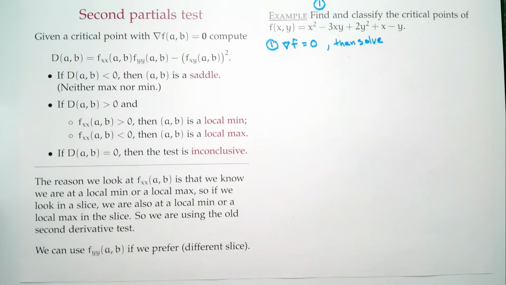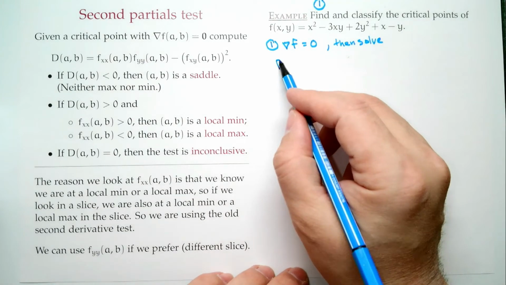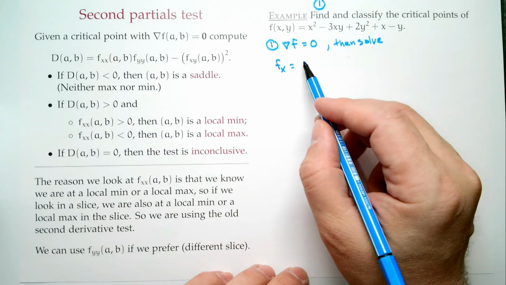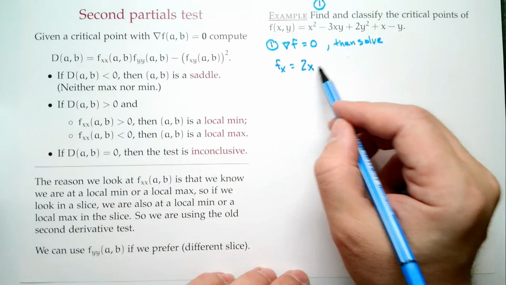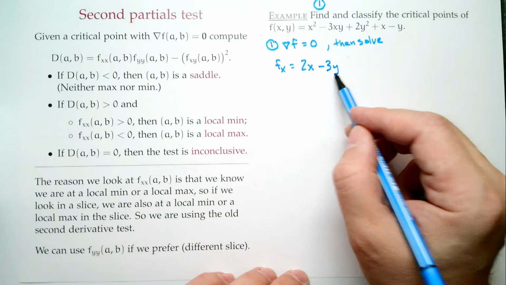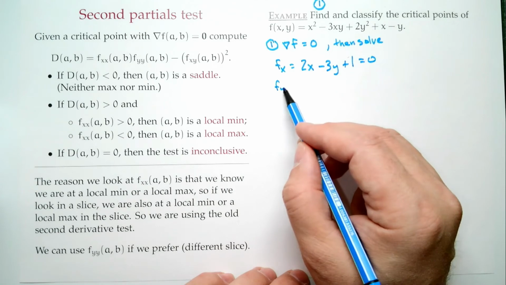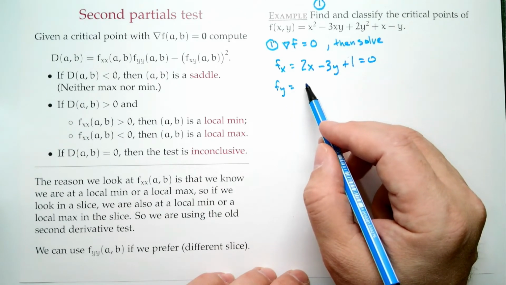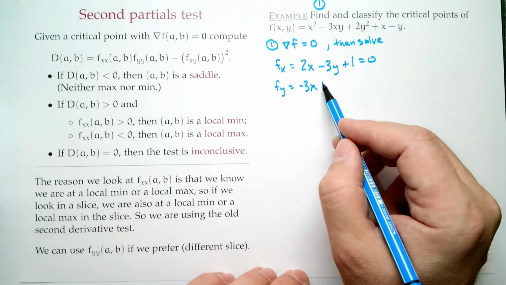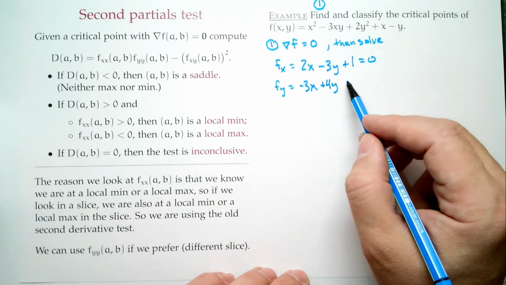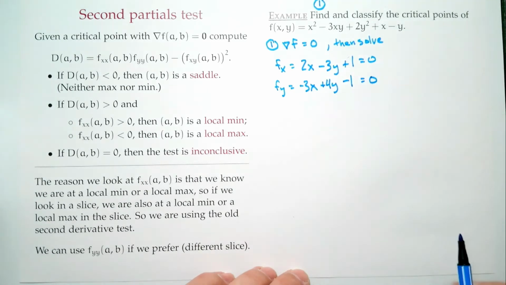So you're going to take 2 derivatives, derivative with respect to the first variable, derivative with respect to the second variable. We're usually going to have x and y's. It doesn't matter what we call them, but we're just going to take those 2 derivatives, set them equal to 0. In our case, what is f sub x? 2x minus 3y plus 1. Set that equal to 0. What is f sub y? Negative 3x plus 4y minus 1. We're going to set that equal to 0.